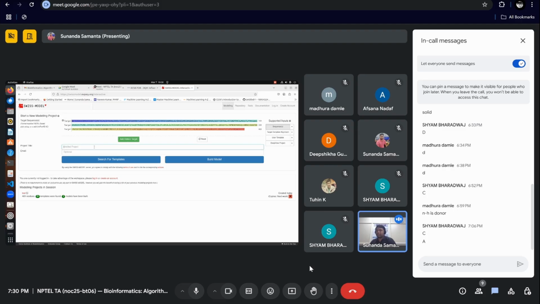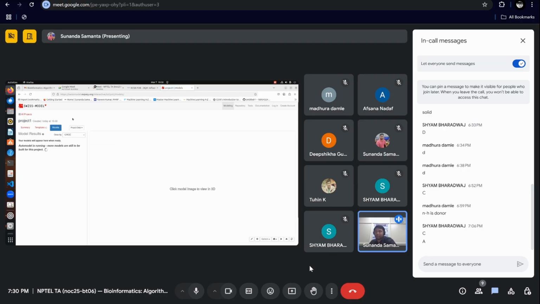Then, you can keep the project title, you can add your email address, and you can start to build the model. You can search for templates as well. But let's see what this build model button does. It will open up another tab. If your job is not in the queue, it will try to run it immediately. If it is in the queue, it will take some time to finish.